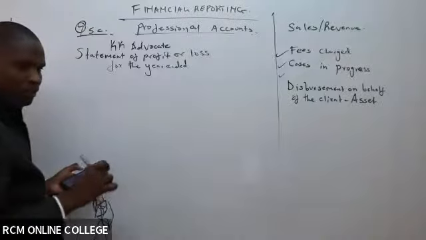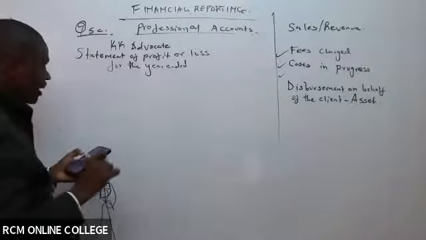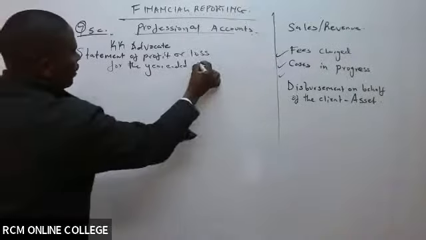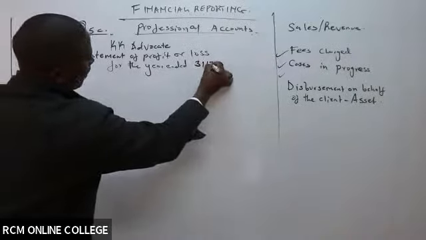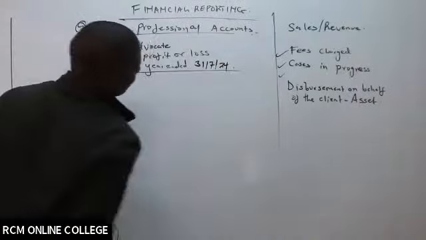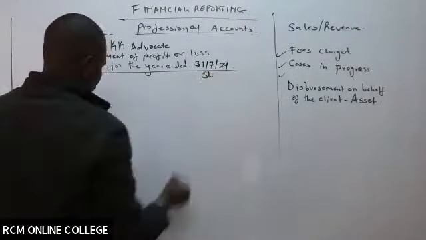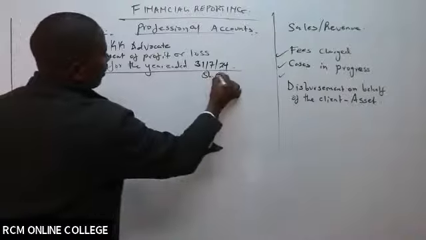So for anyone who has just joined, kindly download that paper. For the year ended, this was 31st July 2024. Always scare the examiner by putting a line like that. Then our figures are in thousands.